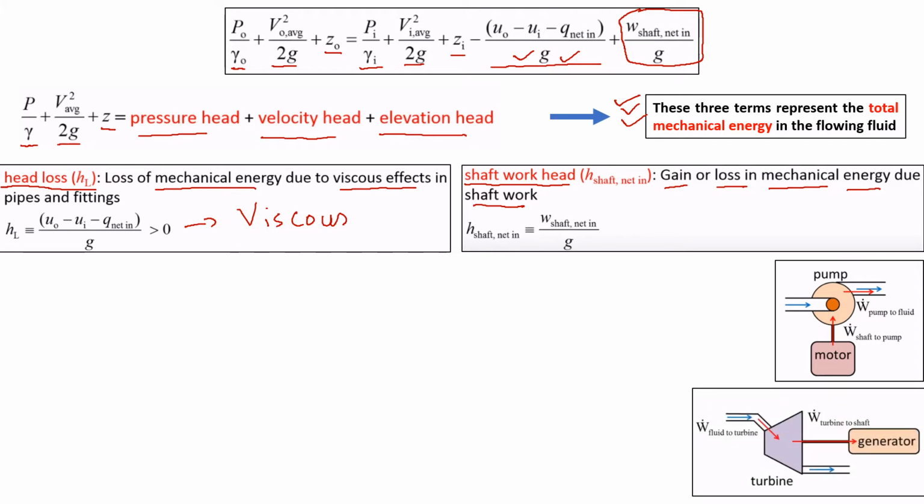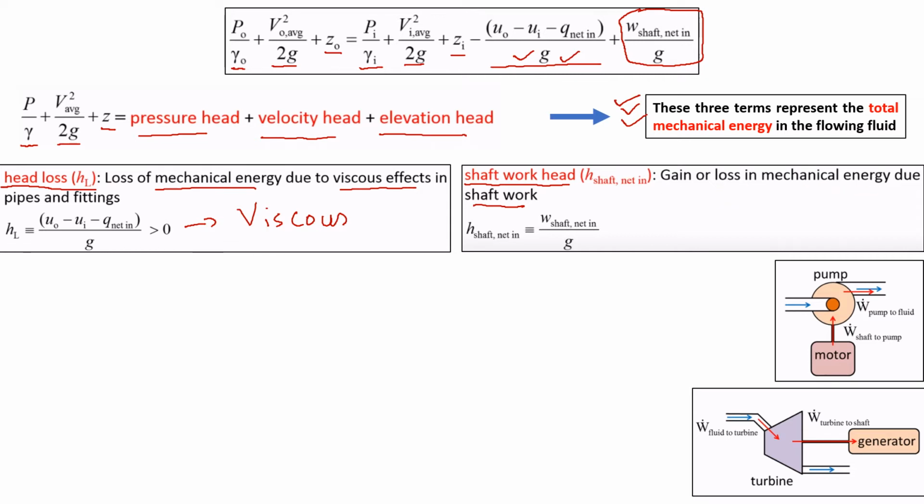The other case, as we discussed previously, is that of a turbine. In a turbine, the fluid is working on the shaft. So the fluid is losing energy to transfer that energy to the shaft through impellers or buckets or whatever, and generate some electricity. So in the case of turbines, the fluid is losing energy. In the case of pumps, the fluid is gaining energy. So the shaft work head can be a gain or a loss in mechanical energy, depending on what situation we are working on, either a pump or a generator. In that case, we will represent this shaft work head with a positive or negative sign, as we have done in the previous lecture.